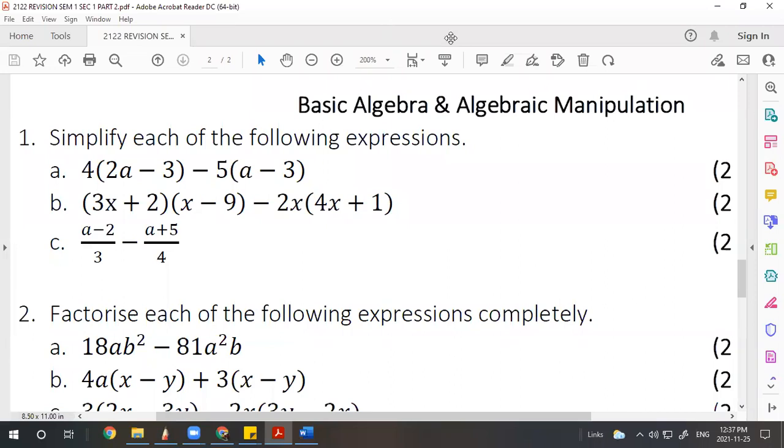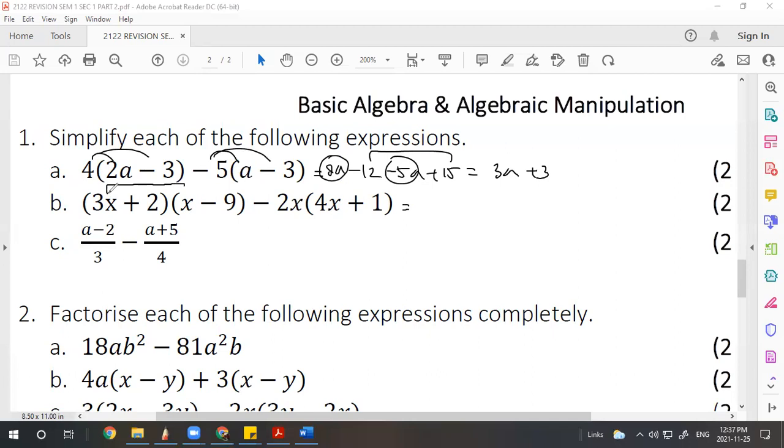Okay, now let's try. 4 times 2a is 8a, right? Minus 12. Minus 5a, right? Rainbow multiplication, plus 15. So you get 3a, right? You collect the like terms, plus 3. And plus 3. Yes? No, never mind. Okay. Now, b.